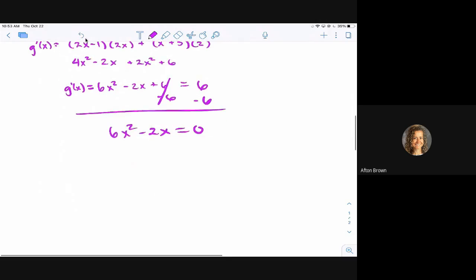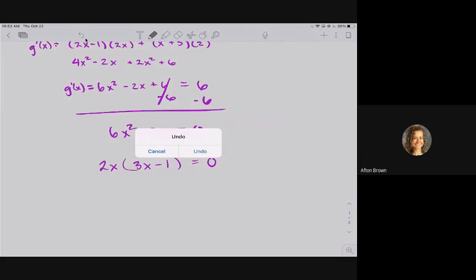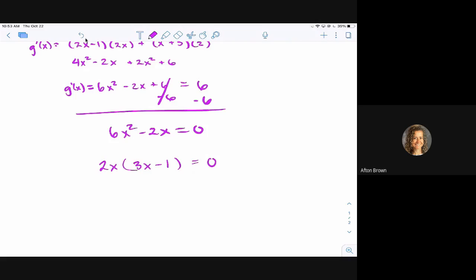What do those two terms have in common? The 2x. And what do we have left? Okay, Hayden, what's my next step? After I factor it, now what? Okay, so what are the x's? Good. So he took this, he set it equal to 0, and he did it in his head, he got 0 and 1/3.